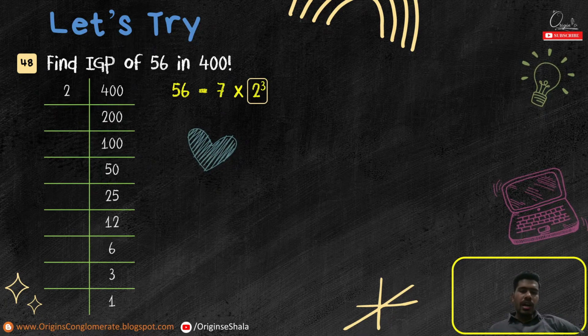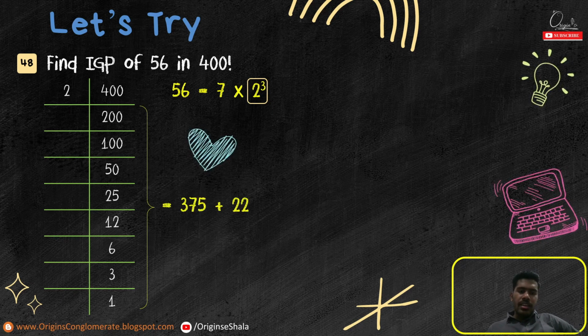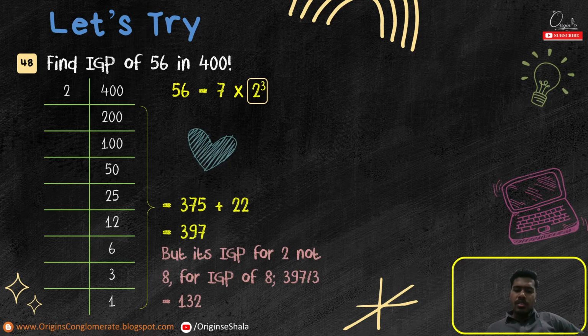Let's try that. I cannot directly find for 8, but I can find for 2. And again, in a smart way, if you try to sum it up, you will end up with 375 plus 22. So that will be 397. But this is IGP of 2. We are looking for IGP of 8.